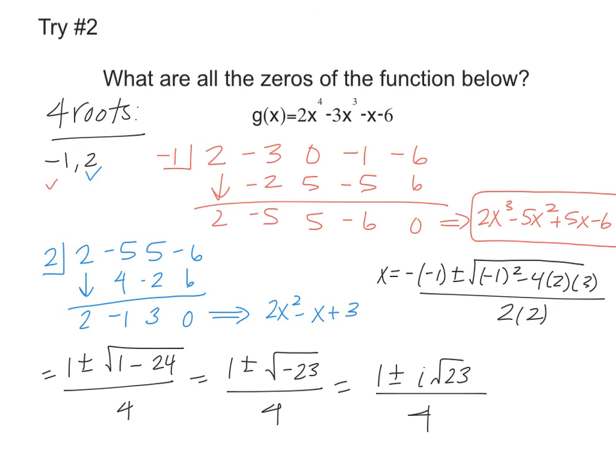So the other two solutions are, and we need to break them apart, one of them is 1 plus i square root of 23 over 4. And the other one is 1 minus i square root of 23 all over 4. And so these are our 4 roots.